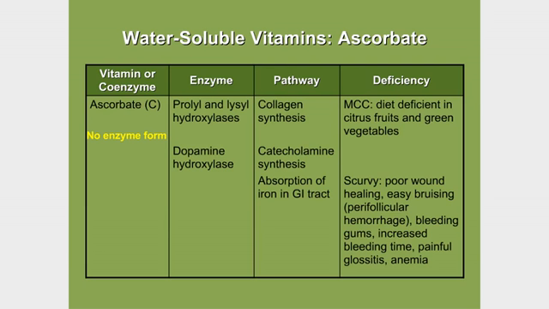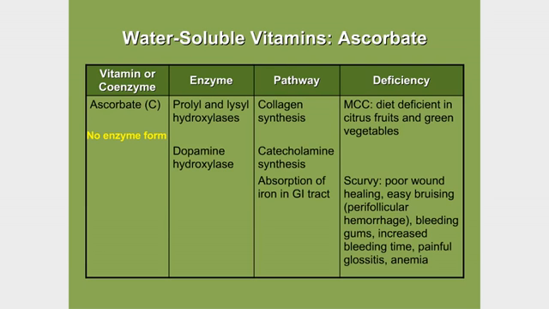There are a number of enzymes that need vitamin C: proline hydroxylase, lysine hydroxylase in collagen synthesis, dopamine hydroxylase in catecholamine synthesis. So there are a number of enzymes that use vitamin C. If you were asked what's the function of vitamin C besides making collagen and the catecholamines, another major function of vitamin C is it's an antioxidant.